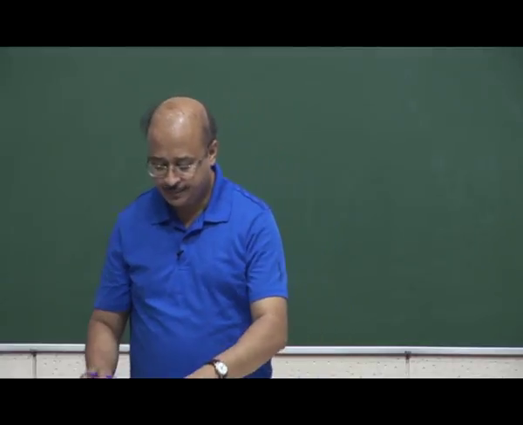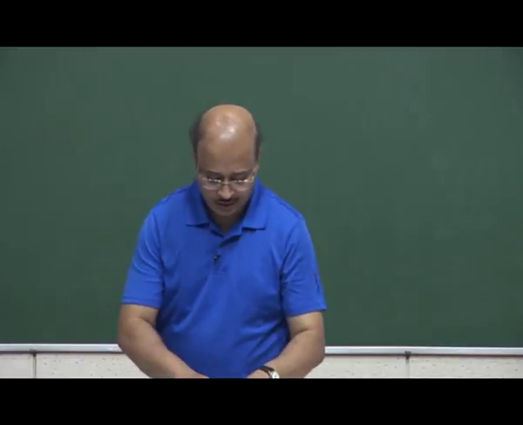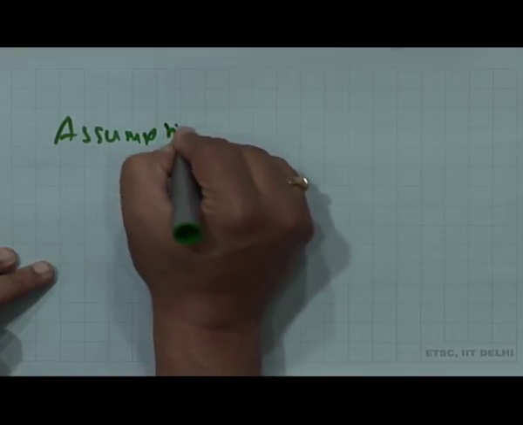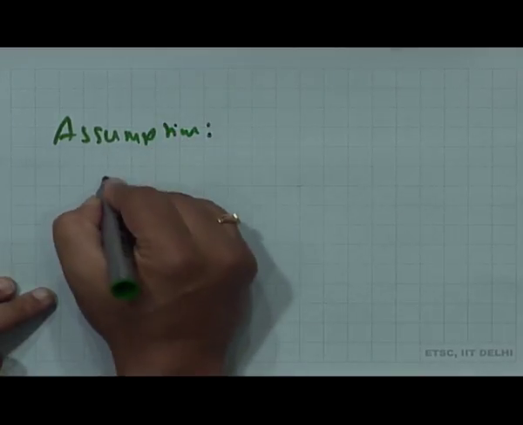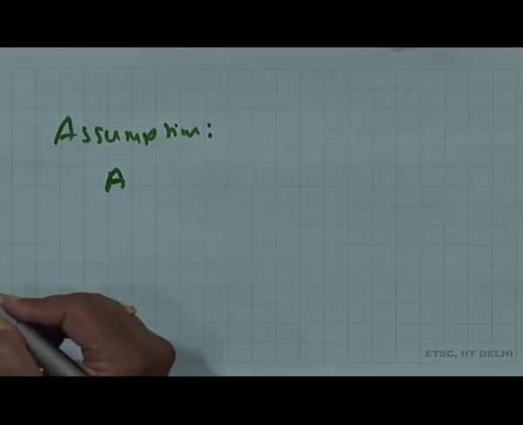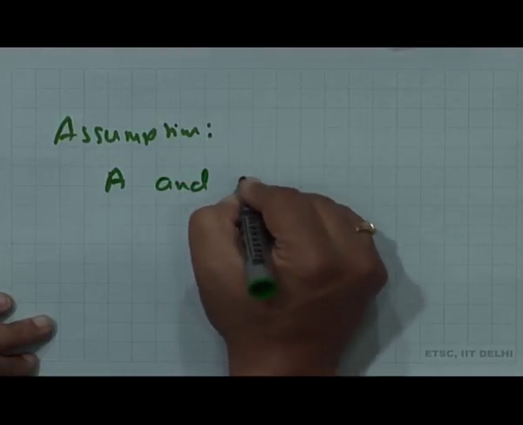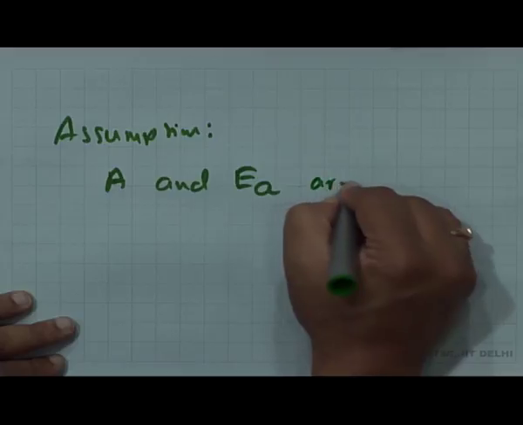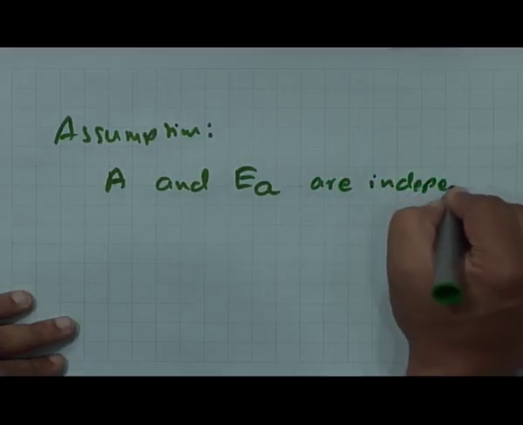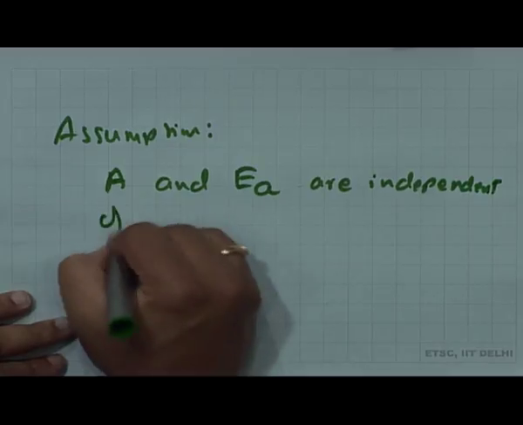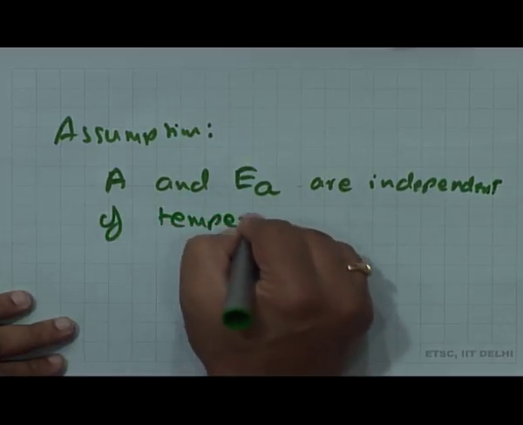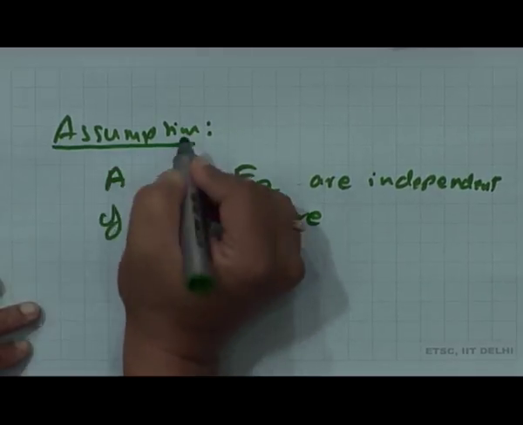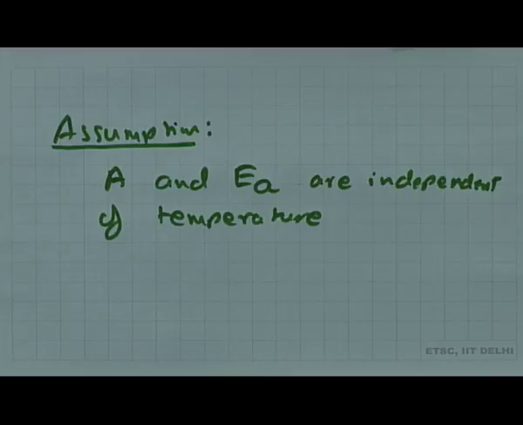The assumption is that A, which is the Arrhenius factor, and EA, which is the activation energy, are independent of temperature. That means A and EA are constants over the temperature range you have studied.